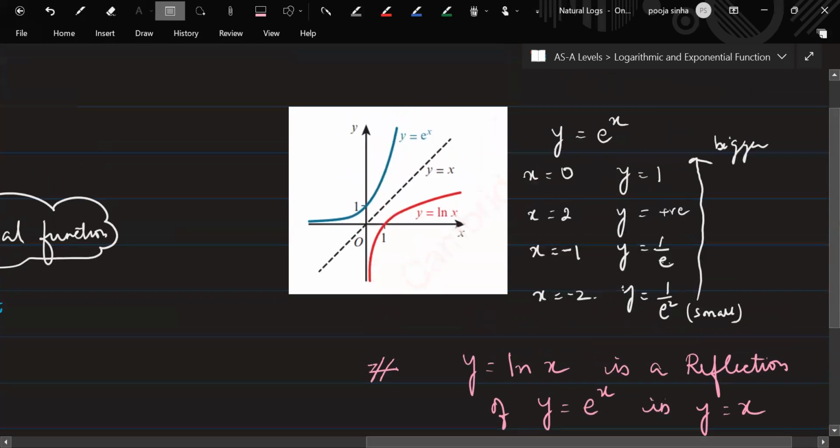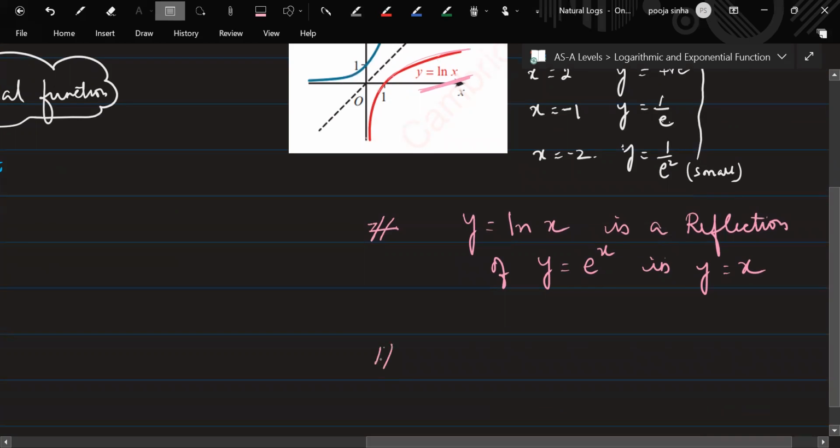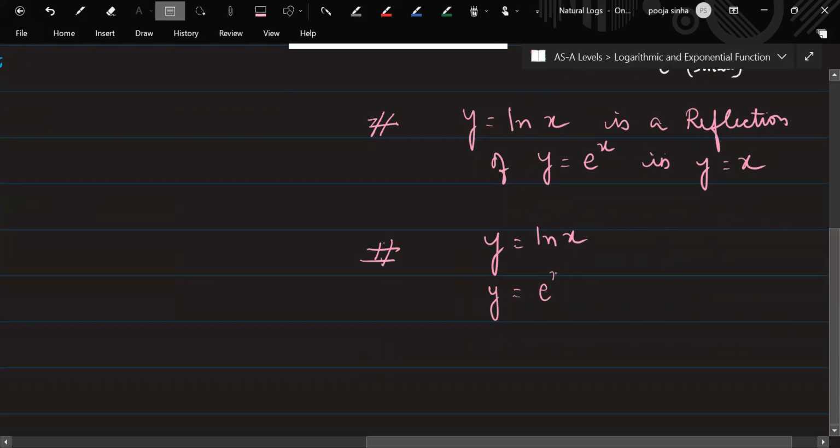In the same way, if you start plotting these points for ln x, you will see this graph. You connect these points, you will get a graph like this, the way we did for this one. Second, I'm just writing one more thing here, that y equals ln x and y is equal to e raised to power x are inverse functions of each other.